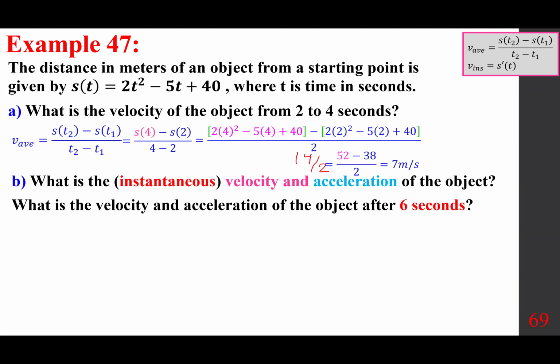Let's do calculus. What is the instantaneous velocity and acceleration of the object? What is the velocity and acceleration of the object after 6 seconds? To do so, as far as the velocity is concerned, you just take the derivative of the position function, the distance function. So v of t is s prime of t, which is 4t minus 5. And you plug in number 6, 4 times 6, 24 minus 5 is 19 meters per second.